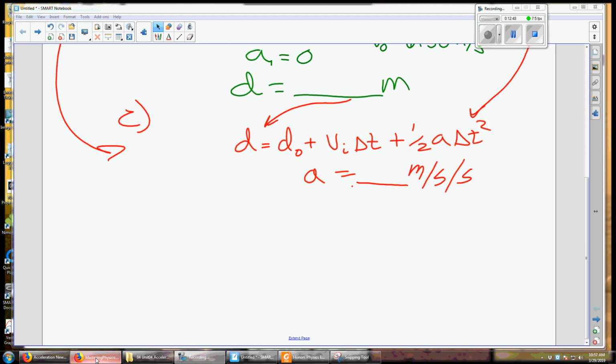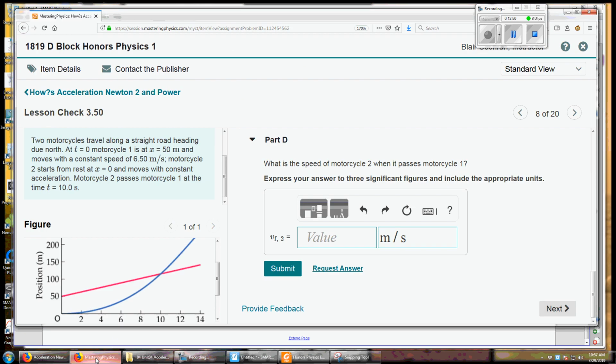Alright, on to part D. Part D says, what is the speed of motorcycle 2 when it passes motorcycle 1? Oh, I have so much information now. Look at your graph. Do you think they have the same speed? No, because look at this difference in slopes between the blue and the red line. Huge difference.